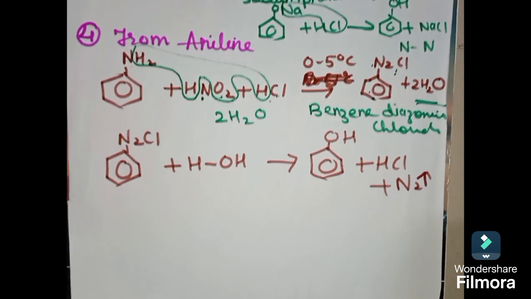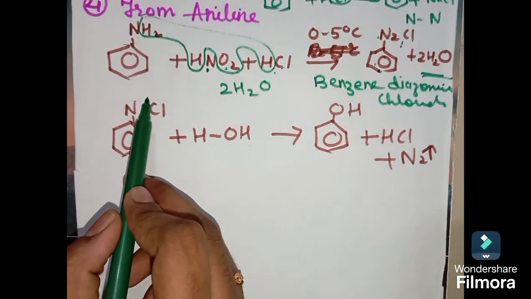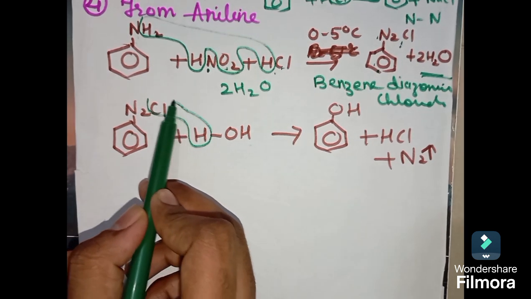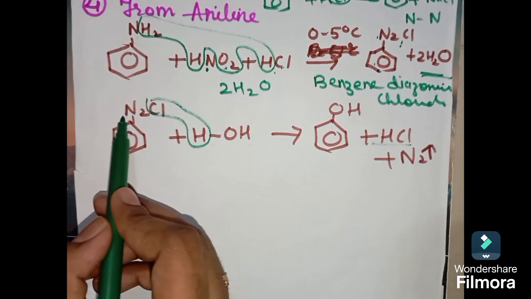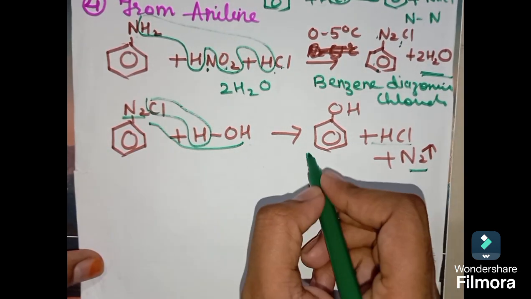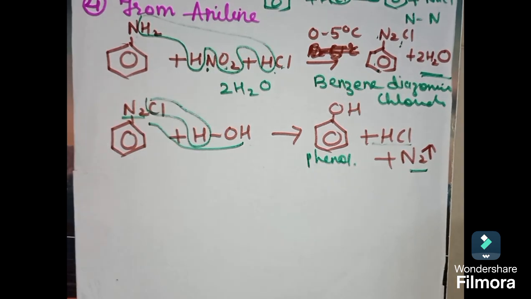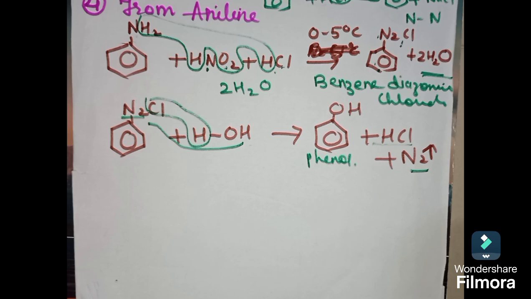Now we have to take this benzene diazonium chloride again, and then react it with water. Now what will happen over here, students? HCl will be taken out, N2 will evaporate, and this OH will take the place of N2Cl. It will form phenol. Easy. I have taken aniline, and reacted it with HNO2 and HCl at a temperature of 0 to 5 degrees Celsius. It will form benzene diazonium chloride. When benzene diazonium chloride reacts with water, it forms phenol, hydrochloric acid and N2 gas. That's it. So these are the 4 methods for the preparation of phenol.